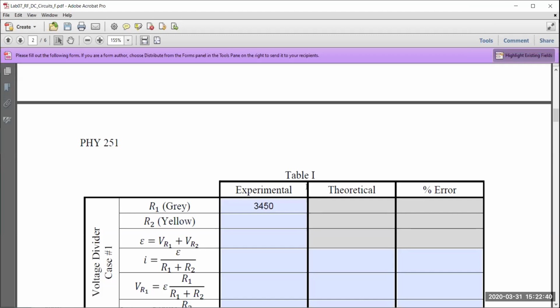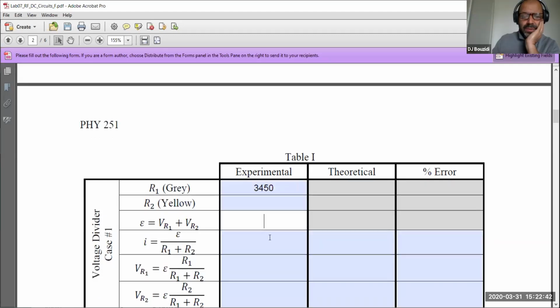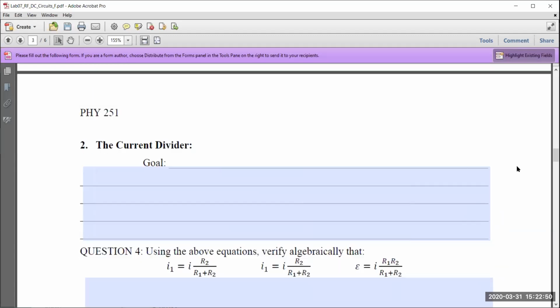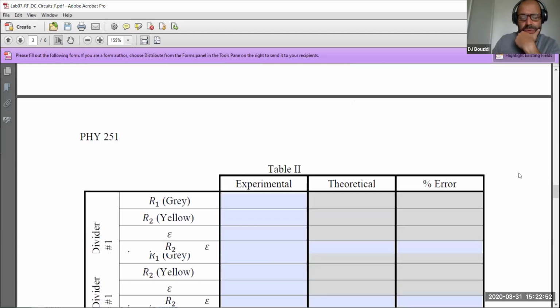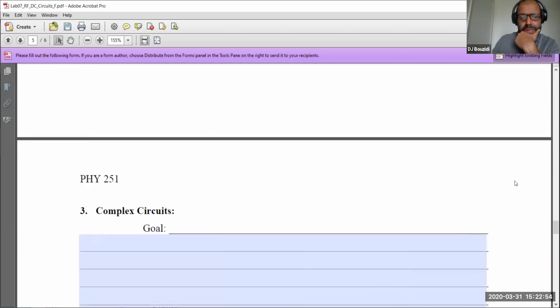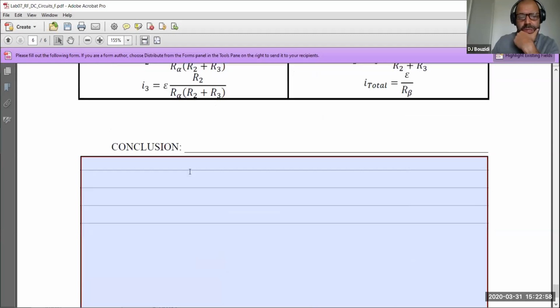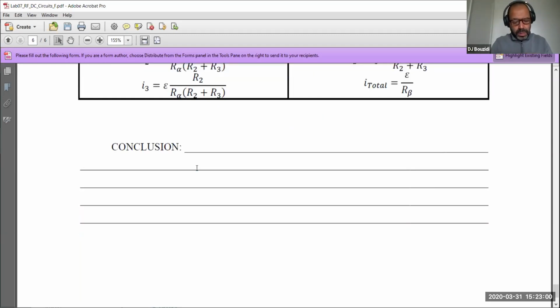It's not working, but the fields that I can type in are the ones that have this marking, once you turn on the highlight existing fields. Once you're all done and you did your conclusion and included data, specifically errors, and how confident you are in your measurements and your conclusions, you're done.